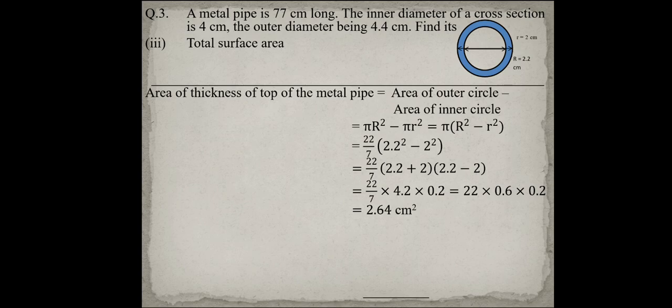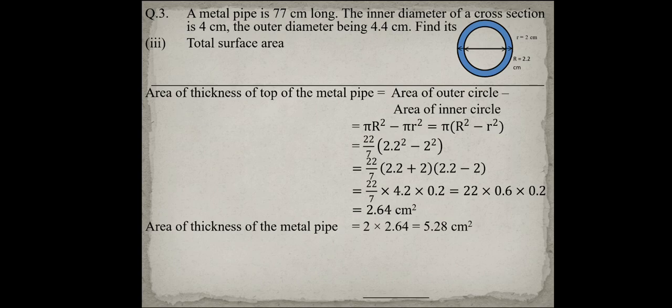This is the area of one side, either top or bottom, because both sides are the same, it means we will multiply this 2.64 by 2. So the area of the thickness of the metal pipe is 2 into 2.64, 5.28 centimeter square. This is the area of top and bottom.